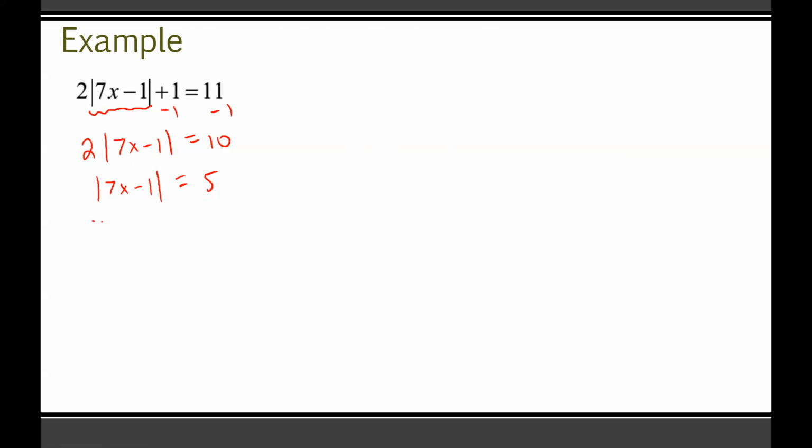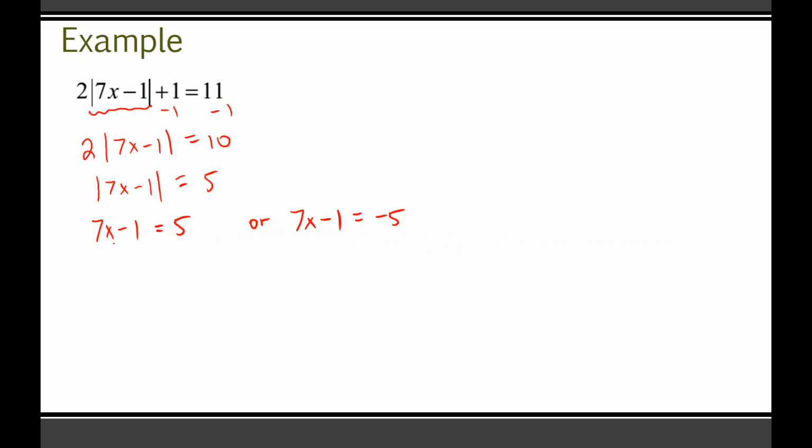So here's where you consider 7x minus 1, the stuff that was inside of it, could equal 5, because the absolute value of 5 is 5. Or 7x minus 1, that stuff inside of there, could equal negative 5, right? Because if this was equal to negative 5, absolute value of negative 5 is positive 5, and you're all good. Anyway, solve each one of these.